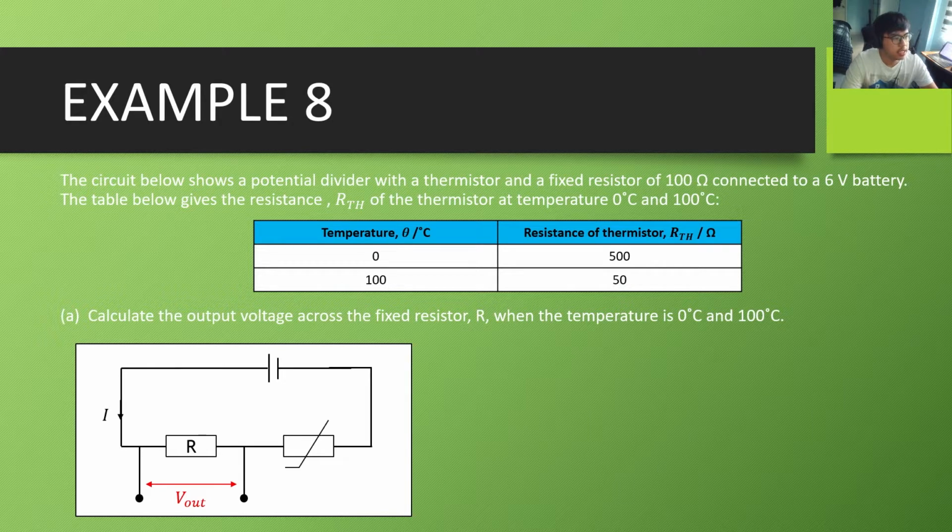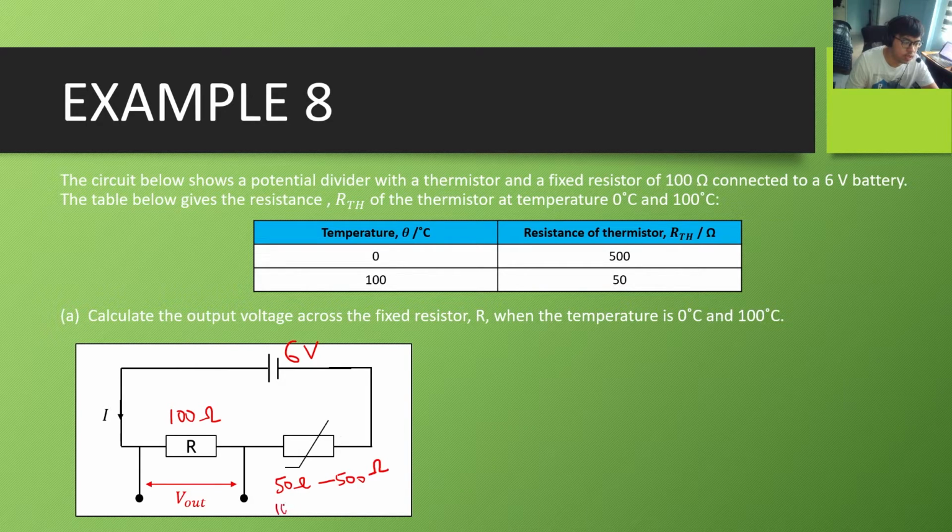It reads: the circuit below shows a potential divider with a thermistor and a fixed resistor of 100 ohm. Let's write down here, this is 100 ohm, connected to a 6 volts battery, so the EMF is 6 volts. The table below gives the resistance RTH of the thermistor at temperatures 0 degrees Celsius and 100 degrees Celsius. So the thermistor can go from 50 ohm up until 500 ohm.